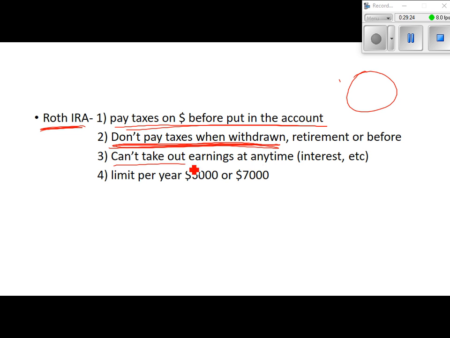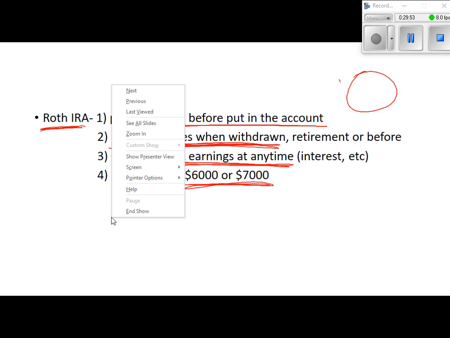You can't take out the earnings, the interest on whatever money you make. You can't just take out those earnings at any time. That goes back to sort of like a traditional account, and it's got to be separated. So you can only draw out the money that you've put into the account without getting charged some kind of tax or withdrawal penalties. There's, again, a limit, same limit as a traditional, on how much you can put in per year.